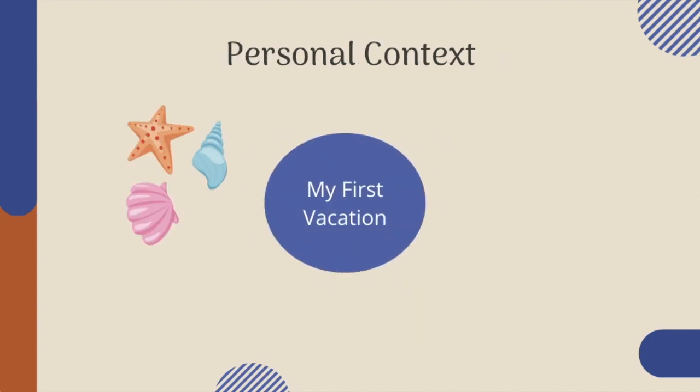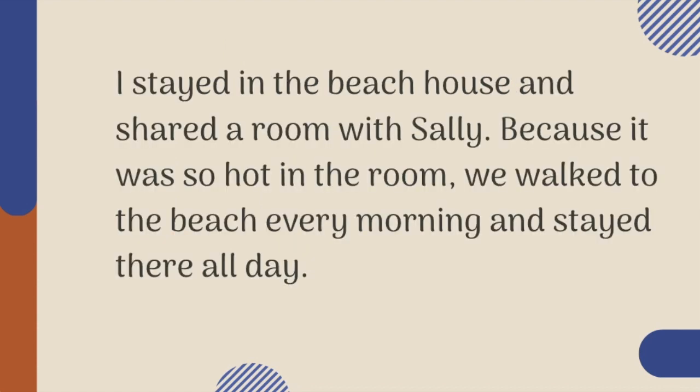Let's look at an example. When you're writing a personal essay about your own experiences, the context is usually going to be details about your own life. So let's say that you are writing about your first vacation, as we just mentioned before. Maybe this is a sentence from my rough draft of my paper about my first vacation. I said, I stayed in the beach house and shared a room with Sally. Because it was so hot in the room, we walked to the beach every morning and stayed there all day. This information would probably make sense to someone who knew me or who was on the vacation with me, but it's going to be confusing to an unfamiliar reader. How old was I? Who's Sally? Why was it so hot?